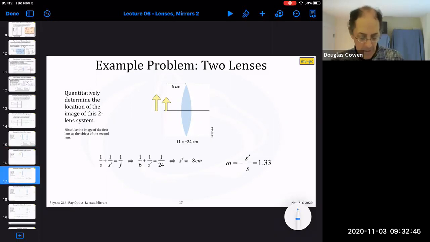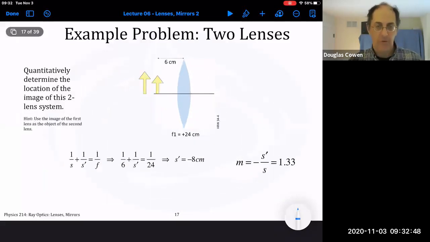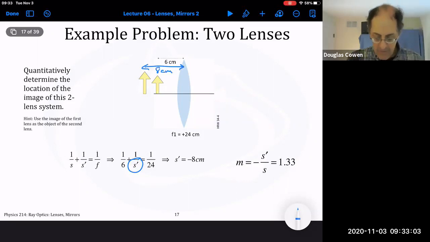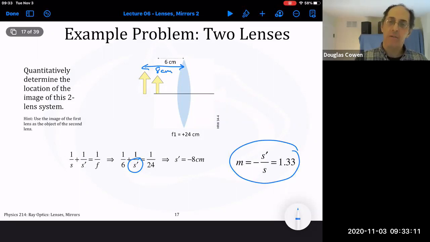So we can go through using the lens equation to find this, and that's shown below there. So that equation we're solving for S prime will give us that S prime is -8 centimeters. So that means that this distance here is 8 centimeters. And if you calculate what the magnification is, we'll get 1.33, positive number, which means that the image is upright. And it's about 1/3 larger than the object.